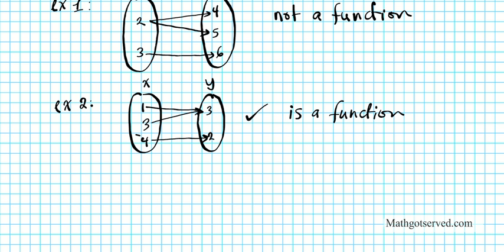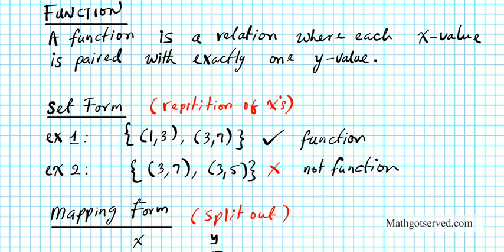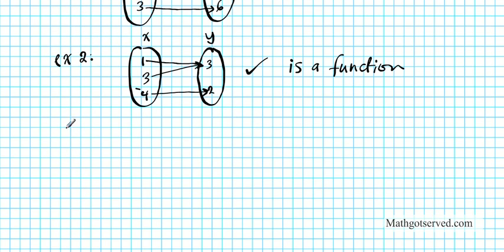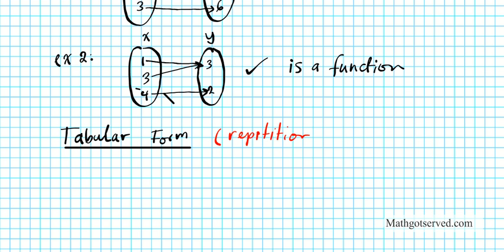Alright, so keep in mind for set form, repetition, for mapping form, split outs. How about tabular form? Well, tabular form turns out to be something similar to what we already know. For tabular form, all you're looking for is repetition in the x, just like the ordered pair. If you see a table with repetition in the x's, that's automatically not a function because you're going to be associating one x to multiple y's.